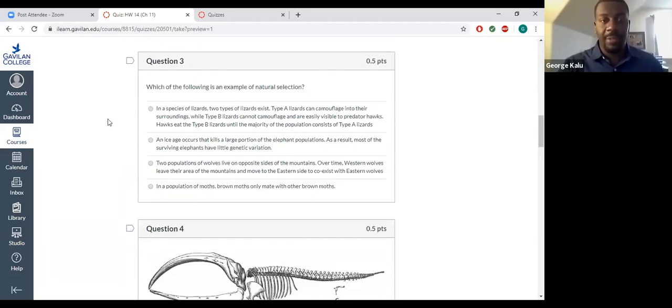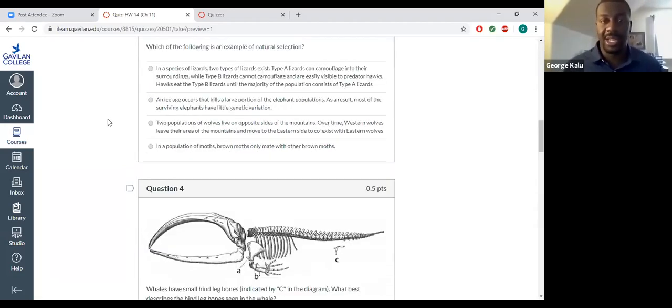Number 3. So which of the following is an example of natural selection? Okay, so we have A, in a species of lizards, two types of lizards exist. Okay, type A lizards can camouflage into their surroundings, while type B lizards cannot camouflage and are easily visible to predator hawks. Hawks eat the type B lizards until the majority of the population consists of type A lizards. Okay, that's A.